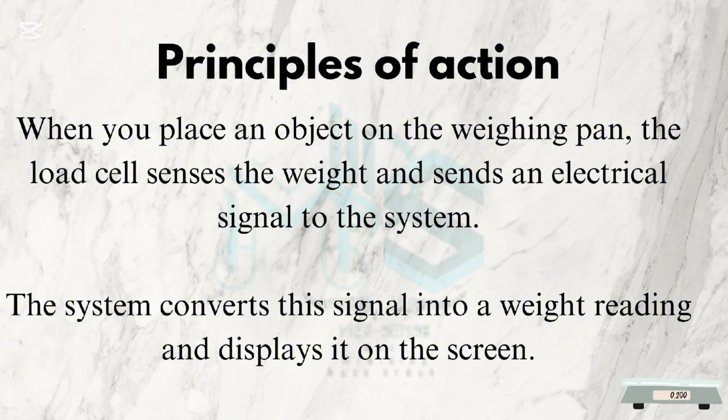The principles of action of any instrument is very important. Now, for this weighing balance, the principle of action is when you place an object on the weighing pan, which we saw in the diagram, the load cell senses the weight and sends electrical signal to the system. The system converts this signal into a weight reading and displays it on the screen. That is the principle of action for this electronic weighing balance.